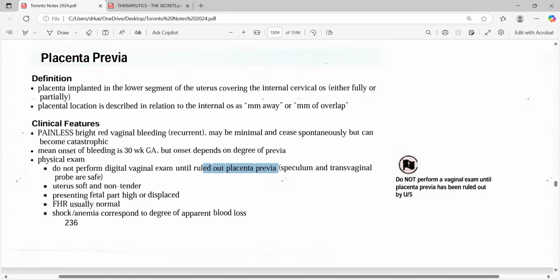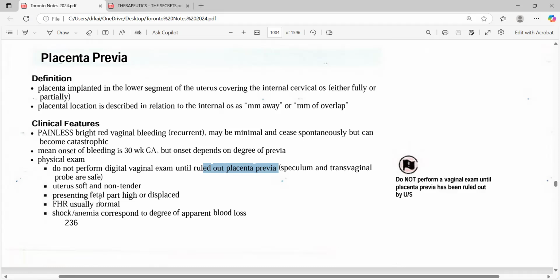This is basically a reassurance case. And if there is bleeding, then in that case you have to look for other things. Do not perform any vaginal exam until placenta previa has been ruled out by ultrasound. So if a patient is presenting in an emergency with bleeding, usually we go for the ultrasound right away.